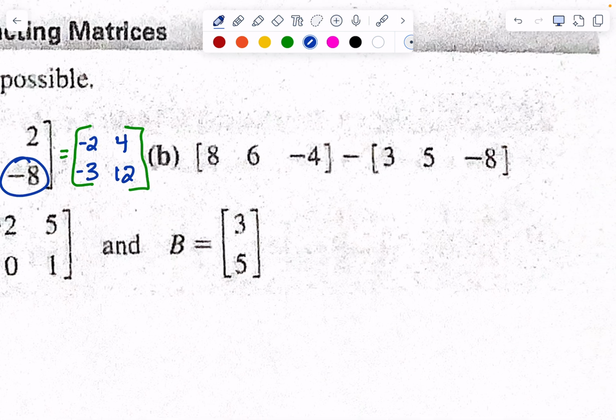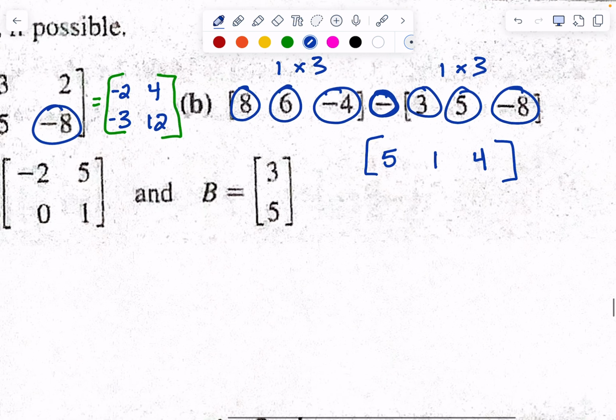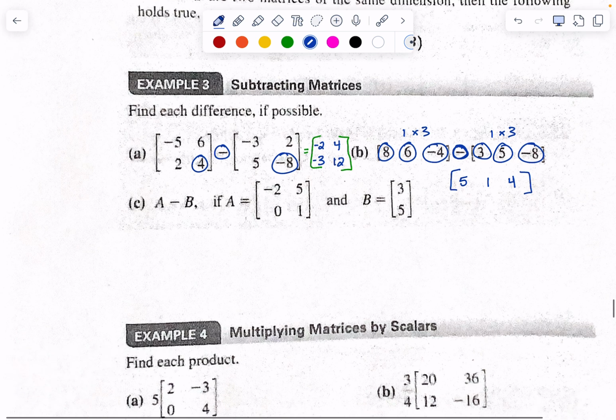Okay, B, can we do B? Yep, it will end up being a what by what? It'll be a 1 by 3. 1 by 3 and 1 by 3 gives me a 1 by 3. Okay, 8 minus 3, 5. 6 minus 5, 1. Negative 4 minus a negative 8, so negative 4 plus 8, 4. Okay, 5, 1, 4. All right, what about C?